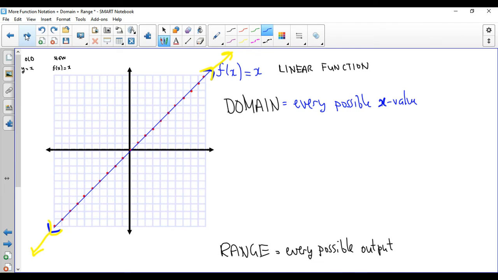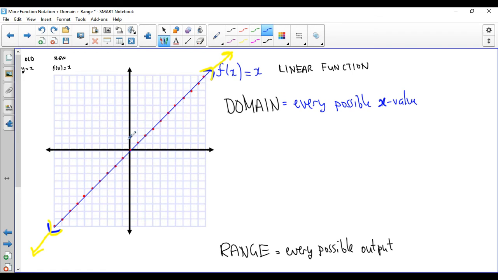So if we look here, here is my linear function. The line y equals x. So again, every dot there: 0, 0, 1, 1, 2, 2, 3, 3, 4, 4, and so on. And I draw the line to connect them.